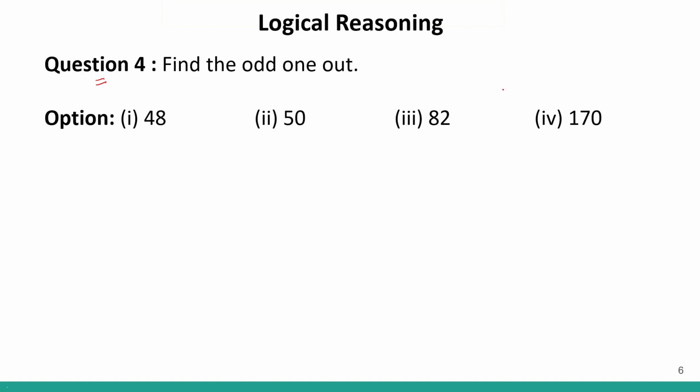the odd one out. Now, if I look at these numbers 48, 50, 82 and 170, I can see that these numbers are very near to a square number. How? If I see 48, the closest square to it is 49. So basically 48 is 7 square minus 1. That is 49 minus 1. Correct? Now 50 is again very close to 49. So I can say 50 is what? 50 is 7 square plus 1. That is 49 plus 1.